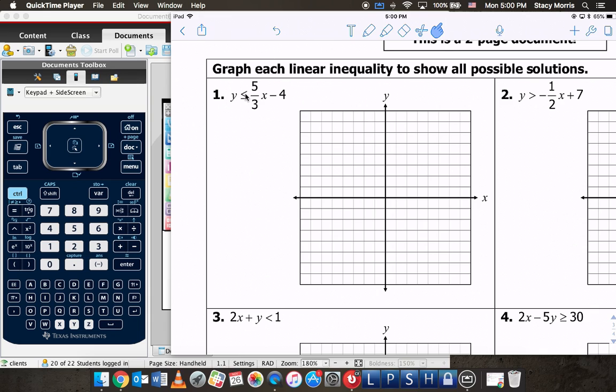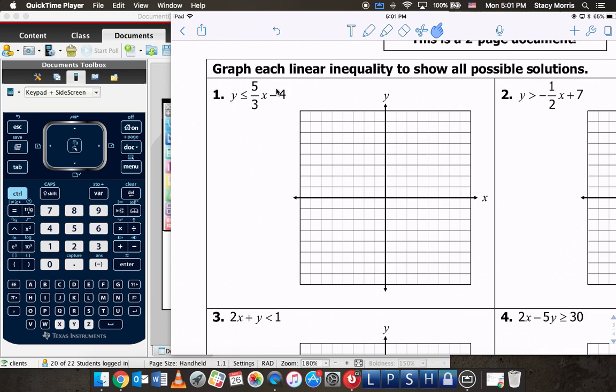We have y is less than or equal to 5/3 x minus 4. So this is already in y equals, not equals, but y equals mx plus b. So we can graph by hand from this form. We don't have to do any math to get this to be able to graph it.